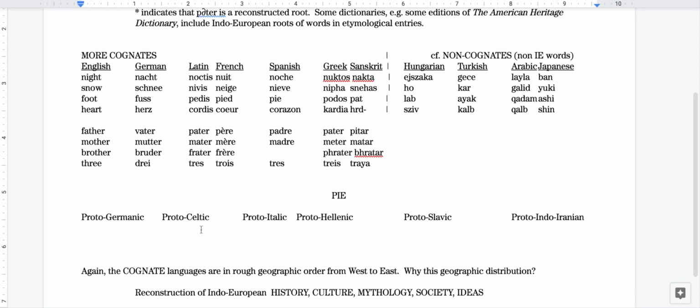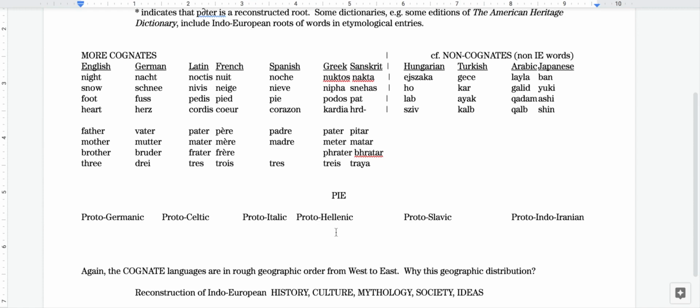And then notice finally that I have some other groupings. So Germanic and Italic are not the only sub-branches of Indo-European. There are also lots of Celtic languages like Irish and Welsh, for example, and they're similar to each other, and they go back to a Proto-Celtic language.